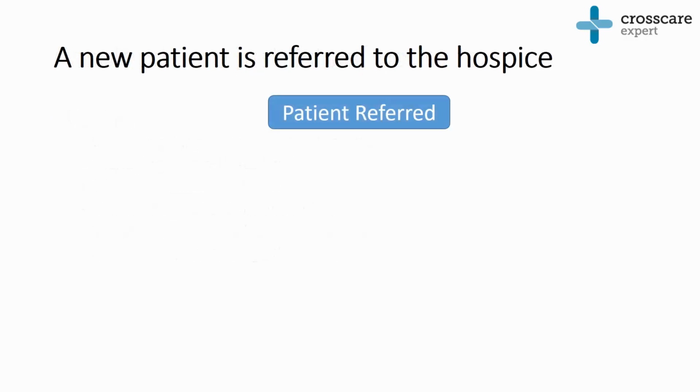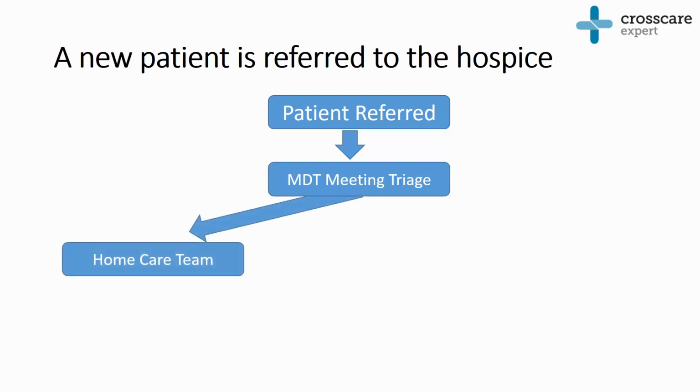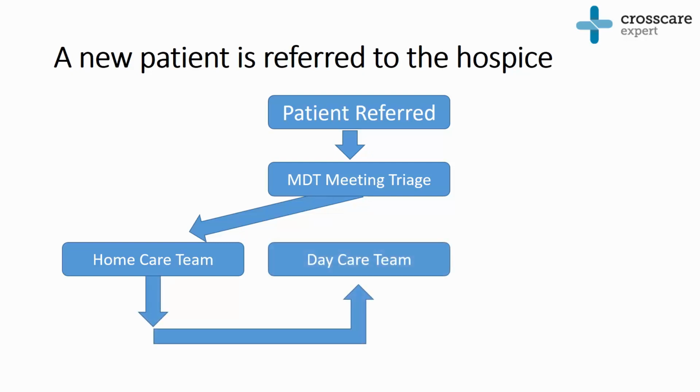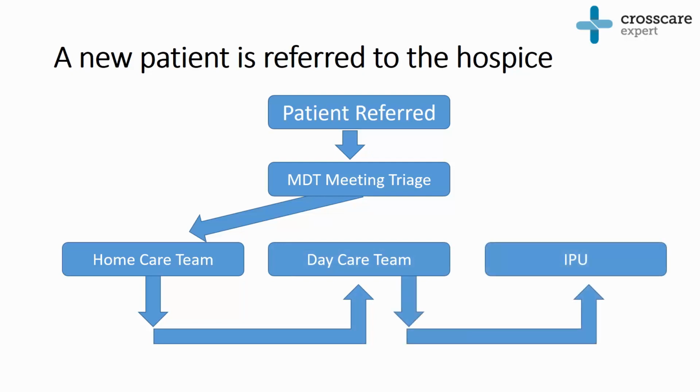Let's take a look at how a caseload might work and take an example of a brand new patient being referred to the hospice for the first time. So we start with the patient being referred. They may then get talked about and assessed at an MDT meeting. So we can add the referral to the MDT meeting triage caseload. The meeting may decide that they need to be seen by the home care team, and it can move them on to the home care team. In time, the home care team may move them to the daycare team, who may in turn move them on to the IPU. So all these movements through the system can be handled from caseloads.